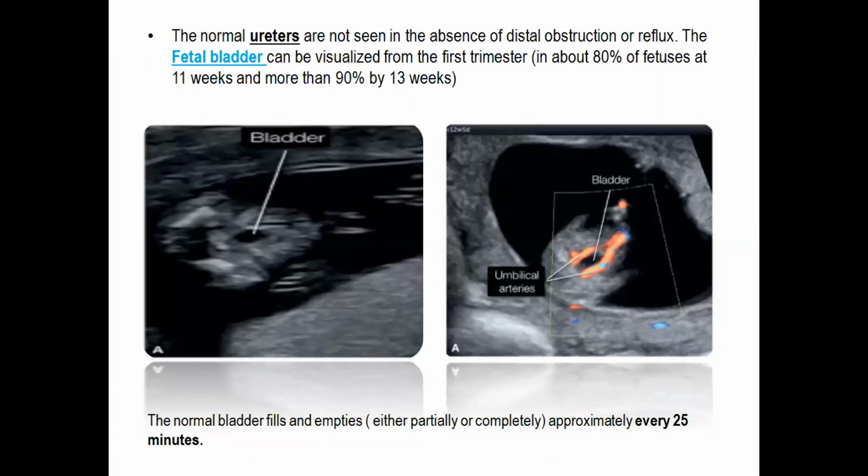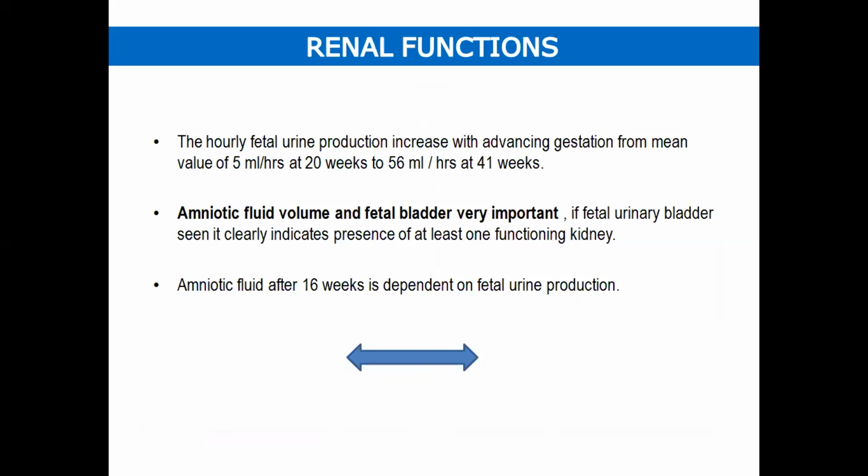The fetal bladder can be visualized from the first trimester in about 80% of fetuses at around 11 weeks, and in more than 90% by 13 weeks. To delineate the bladder more distinctly, we can apply Doppler. We can see both umbilical arteries, which helps in identifying the bladder and differentiates it from other cystic structures. The normal bladder fills and empties approximately every 25 minutes. Amniotic fluid volume and the fetal bladder are very important to assess renal function. If the fetal urinary bladder is seen, it clearly indicates the presence of at least one functioning kidney. The amniotic fluid after 16 weeks is totally dependent on fetal urine production.